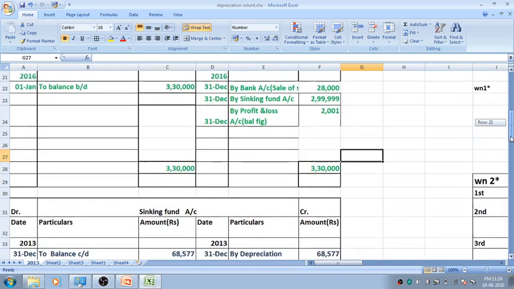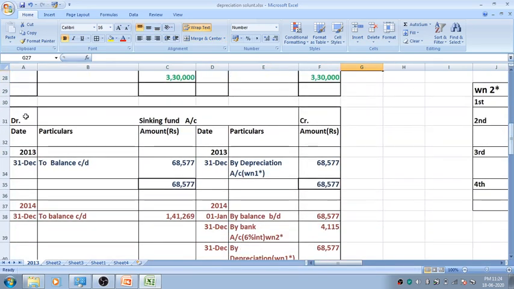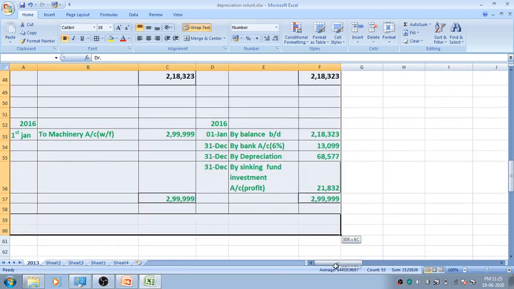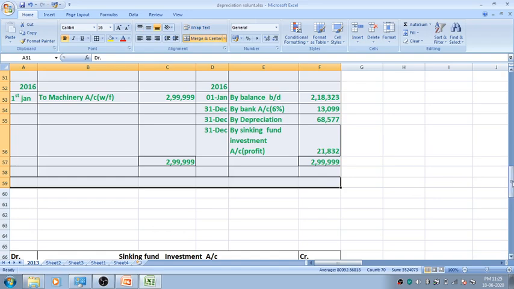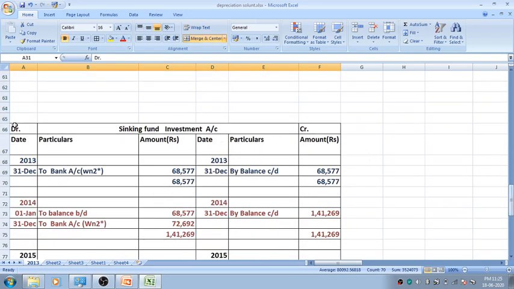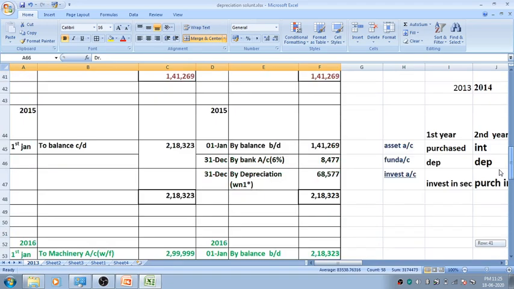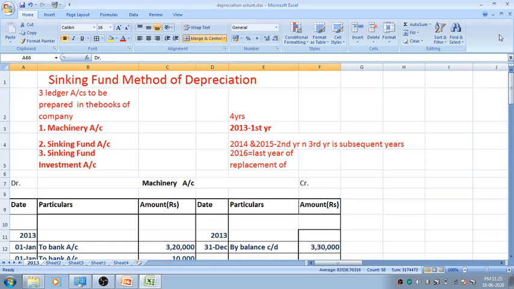Then next you need to prepare a sinking fund account. This is also maintained for 4 years. And the last, we will maintain the sinking fund investment account, for 4 years. All the 3 accounts are to be drawn simultaneously, each requiring at least 1 page for each ledger account for 5 years.